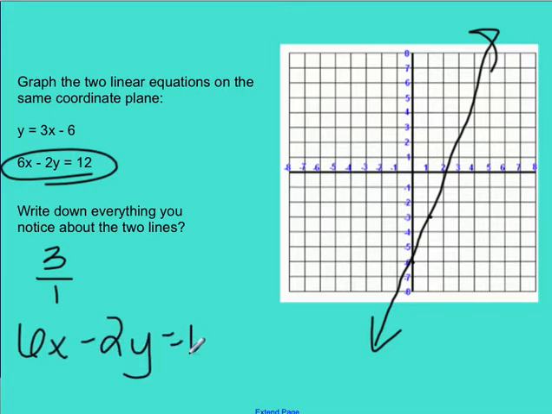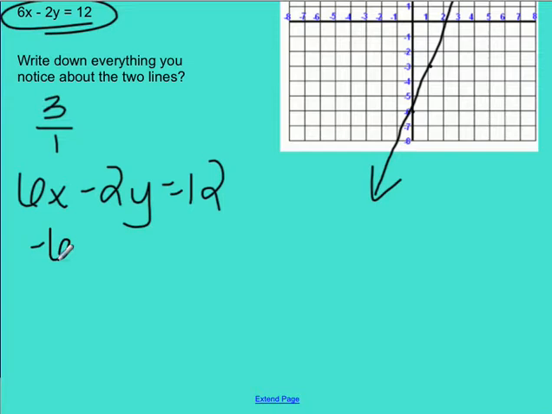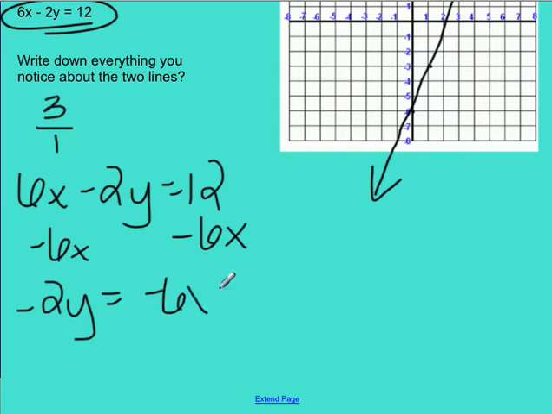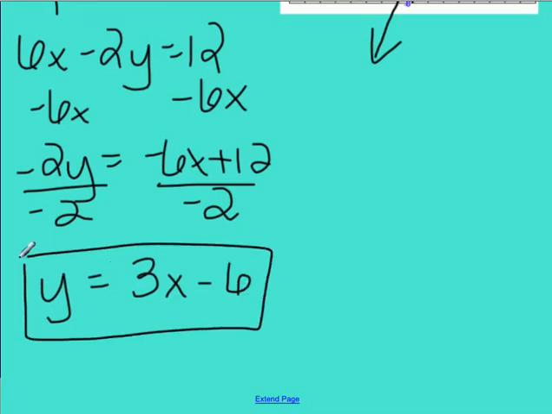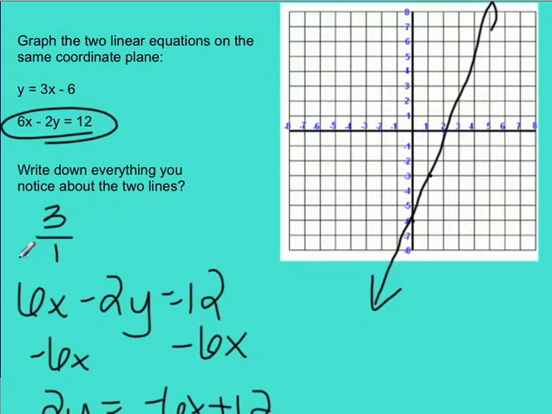So I have 6x minus 2y is equal to 12. So I'm going to subtract 6x from both sides, and then I get that negative 2y is equal to negative 6x plus 12. Now that negative 2 is being multiplied by the y, so to get it over to the other side, I need to divide both sides by negative 2. Negative 6 divided by negative 2 is going to give me a positive 3, and then an x. 12 divided by negative 2 is going to give me a negative 6. So then I get the line y is equal to 3x minus 6. Well, what do I notice? Well, I already drew that line. So what I notice here is that the lines are exactly the same. So that's what I notice about the two lines, that they're in fact the same line.